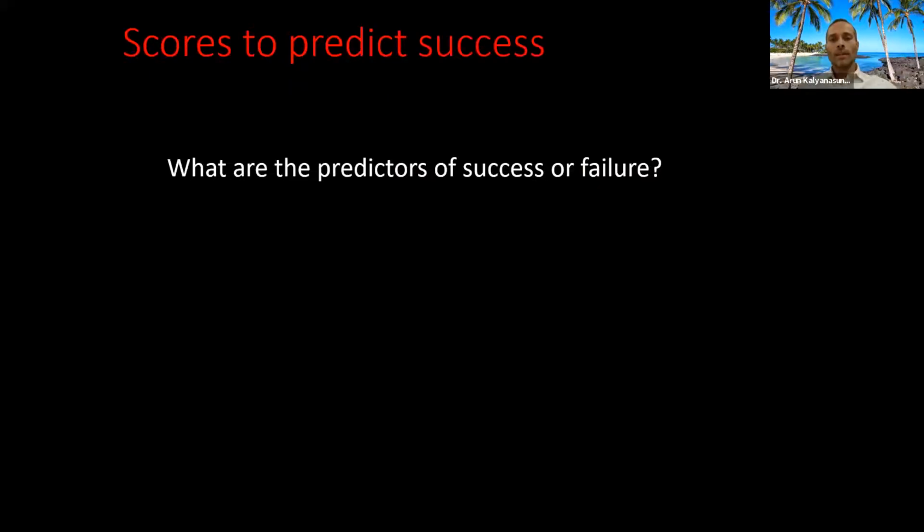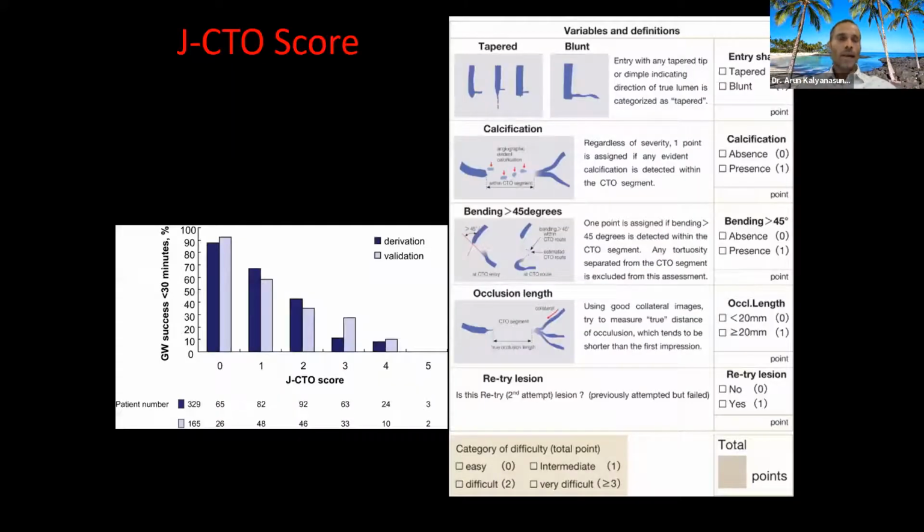Let's switch gears and say, should I even do this case? Do I know? Am I likely to succeed, etc.? So the granddaddy of all this is the J-CTO score, which really is probably the most used term. So obviously, as you guys can see, the higher the J-CTO score, the lower is your chance of success, and it goes anywhere from 0 to 5.